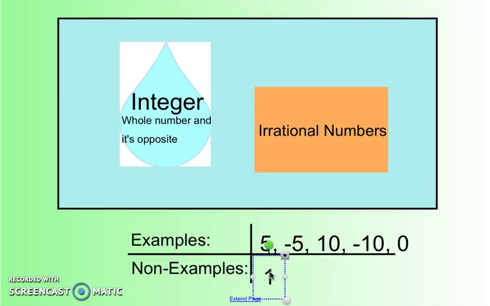Non-examples of integers are decimals that are beyond the ones place, into the tenths and hundredths. Those are non-examples. And so that could be included in that category.